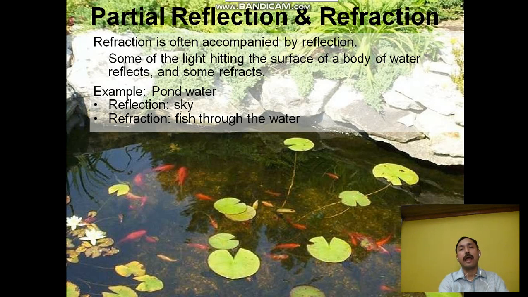Partial reflection and refraction. Suppose light is falling on a glass plate. Some of the light rays will be reflected and some of the light will be refracted. That means partially the light is reflected and partially the light is refracted.